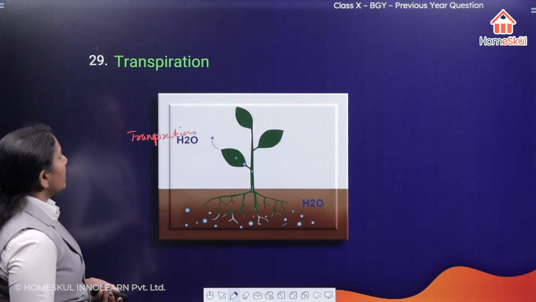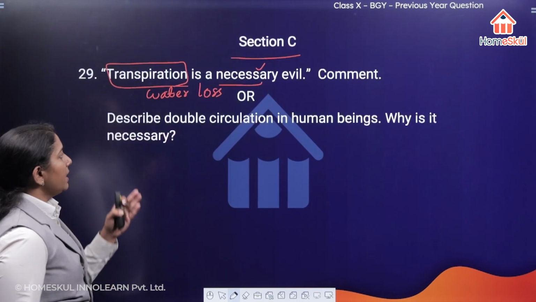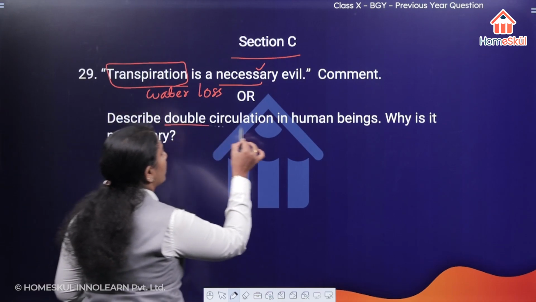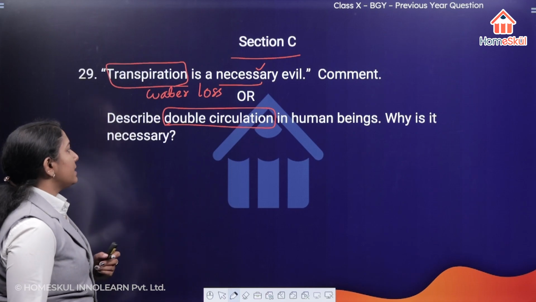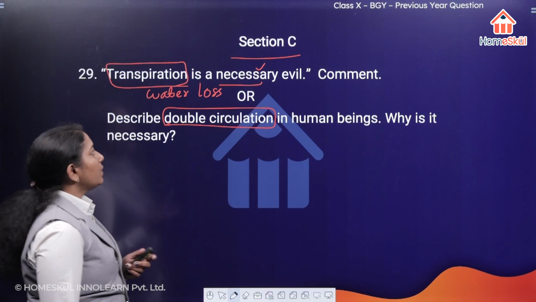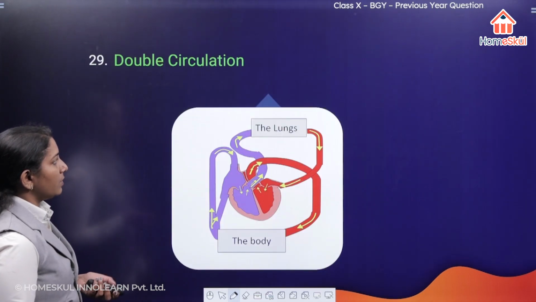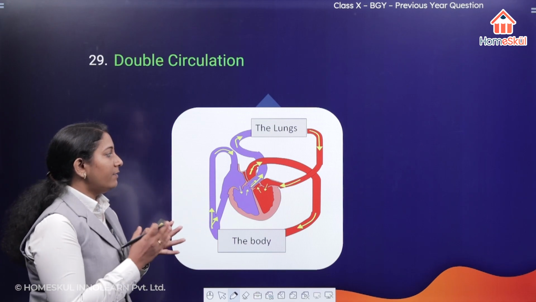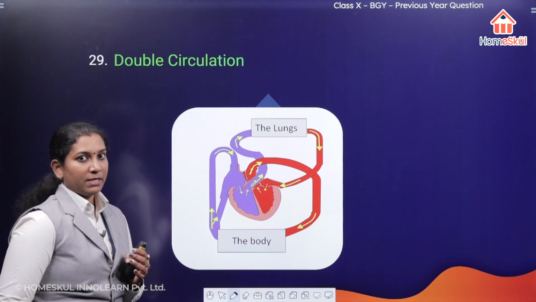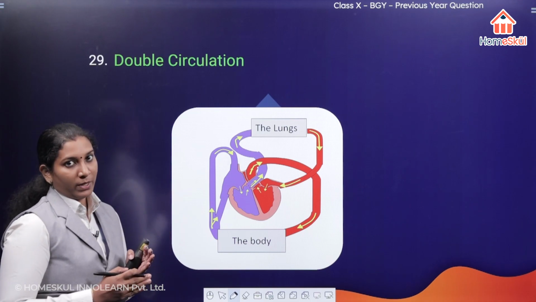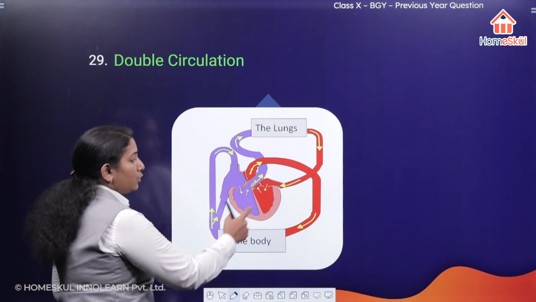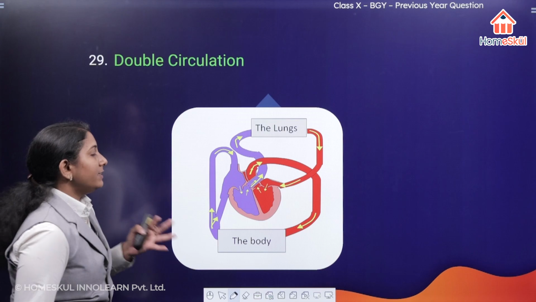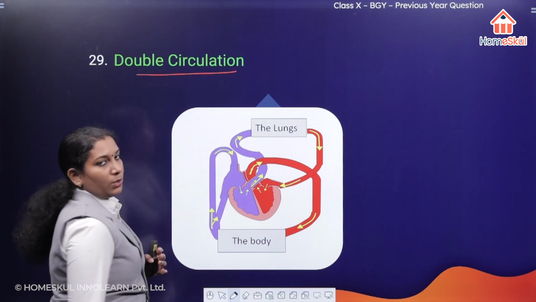Then the next question is an OR question. Describe double circulation in human beings. You know well what I mean by double circulation and why it is necessary. A figure for double circulation is given here. Double circulation means the blood passes through our heart two times, twice, in two different pathways. That is why it is called double circulation, right?